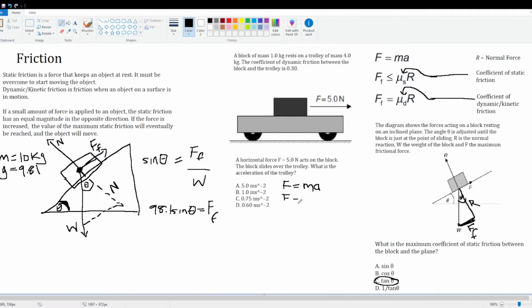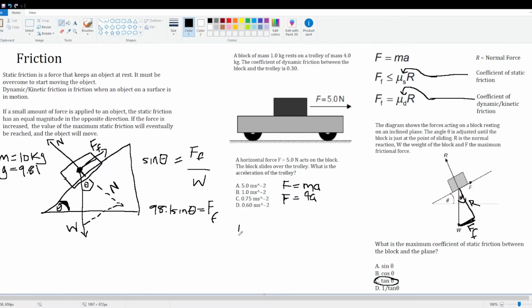Okay, that makes sense. We're trying to find the acceleration of the trolley. Well, we're going to have to know what the mass of the trolley is, and it's 4 kilograms. So we're going to have to find what F is now. But we know this is what our equation is going to end up looking like. Okay, so now we see the coefficient of dynamic friction between the block and the trolley is 0.3. All right, so we know we're going to use this equation somehow. So why don't we write this equation out?